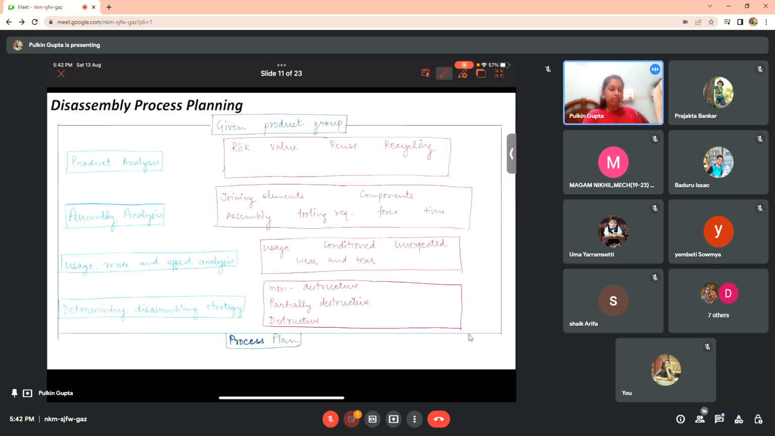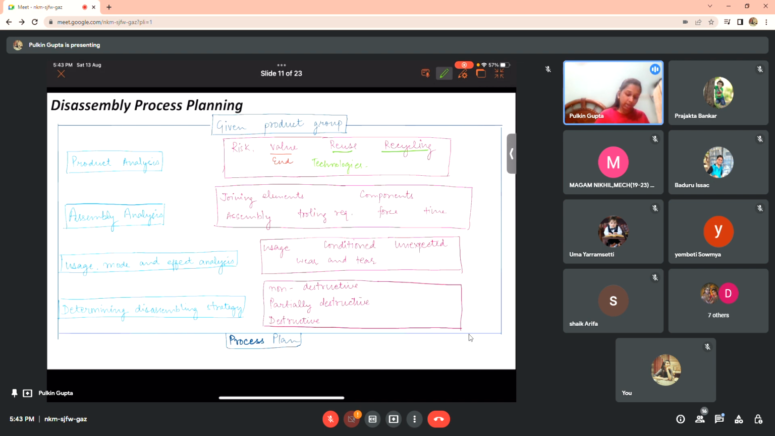Now we have process planning, disassembly process planning. So first, for a given product group, we have product analysis. It consists of assessing the end value to be realized. So we have the end value that the product should have, the risk associated with the products or the potentials, as well as the recycling technologies that can be used, how the product can be reused, how can it be recycled, what are the technologies that can be used for recycling and reusing. All that comes under product analysis.